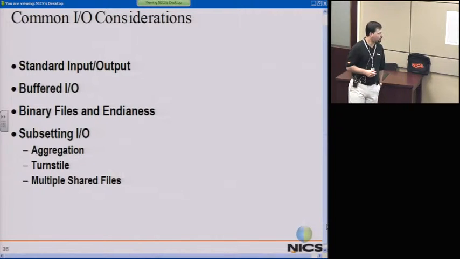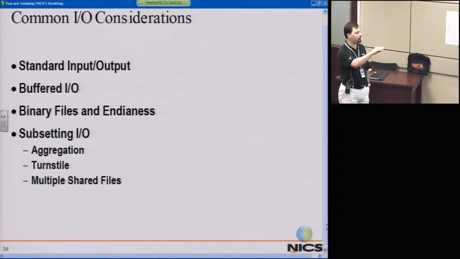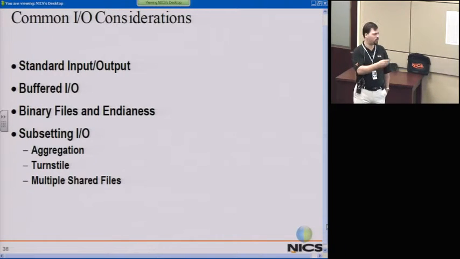So we'll talk about some common I/O considerations. Coming off of the general I/O discussion and the MPIO discussion, there are a couple of things that people do inside applications that are good or bad. I'll talk about standard input and output, buffered I/O, which I talked somewhat about previously, binary files and endianness, and also subsetting, which I talked about, I think, in another slide.